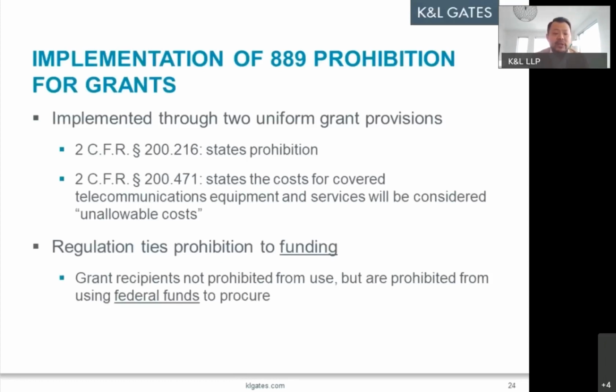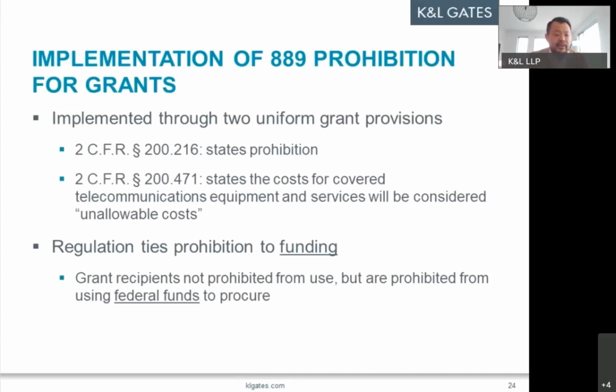Section 889 Part B1, which is about the grants, has been implemented into the grant world through two additions to the uniform guidance. The first one is 2 CFR 200.216. That is the actual guidance provision that states the prohibition. That's the one that says you can't obligate or expend federal money in connection with procuring any kind of covered telecom equipment.